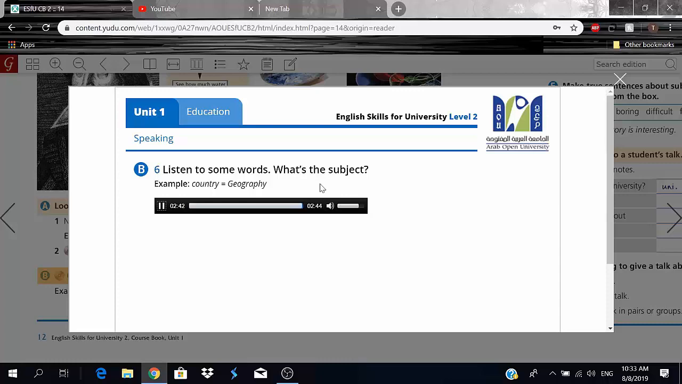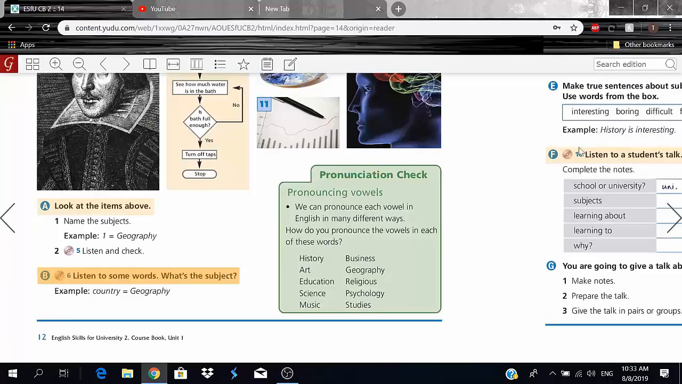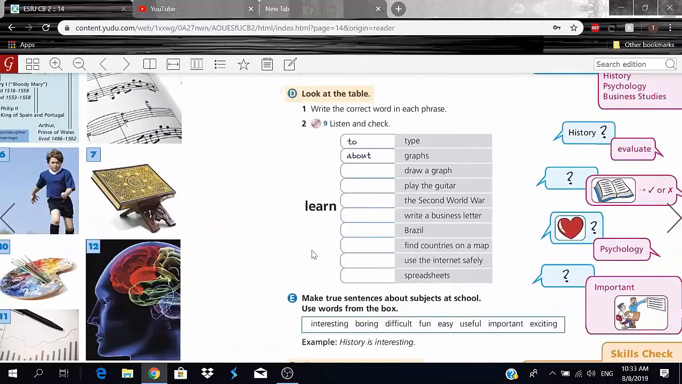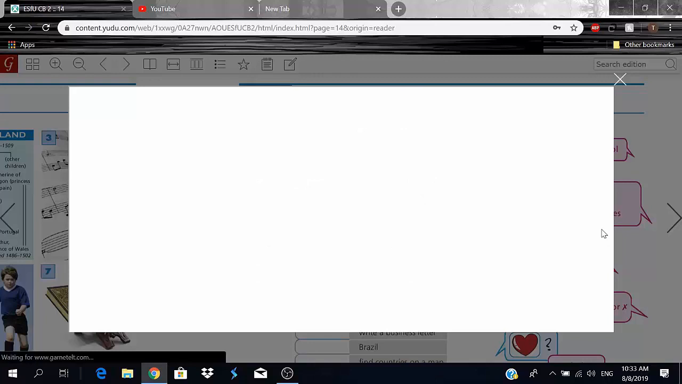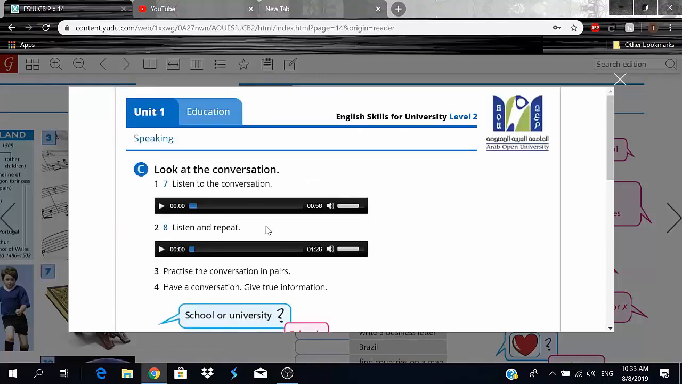Alright, pretty self-explanatory stuff right there. Now let's move on. Here we have exercise C. Look at the conversation. So we're going to be listening to a conversation, okay? And then after this conversation, pause the video for a little bit, grab your classmate or your friend or basically anybody around you, and start a similar conversation as this one right here, okay? And obviously always give true information. Let's go. Exercise C1.